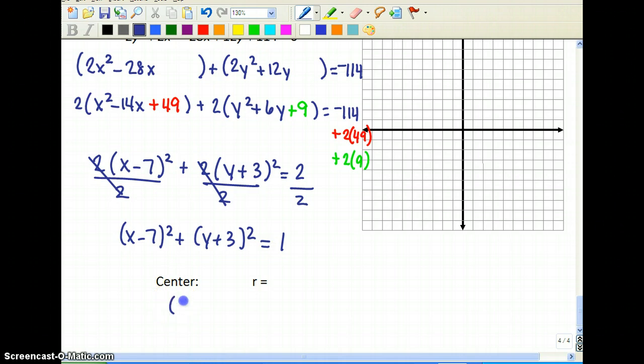So our center is (7, negative 3), and the square root of 1 is 1. 1, 2, 3, 4, 5, 6, 7, 1, 2, 3. The radius is 1, so we get this little tiny circle out here. So you need to be good at completing the square in order to do circles.